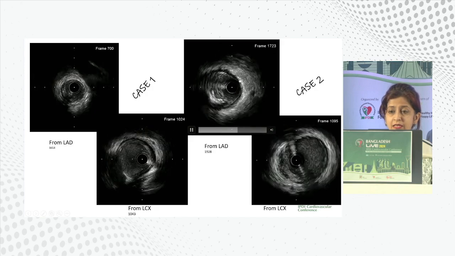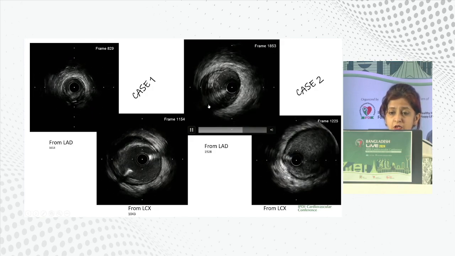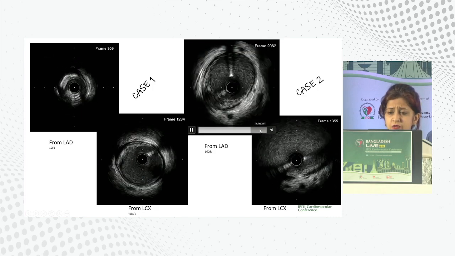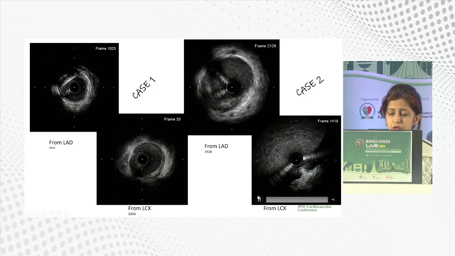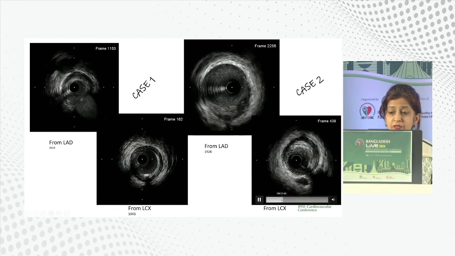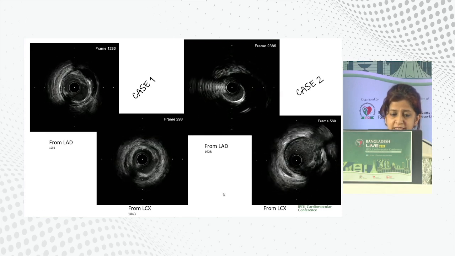in the first case, while in the second case the LAD from the mid part up to the ostium and left main had disease and there's no safe landing zone. Also the SAC, which was not angiographically significant disease, appeared to have a significant disease in IVUS.